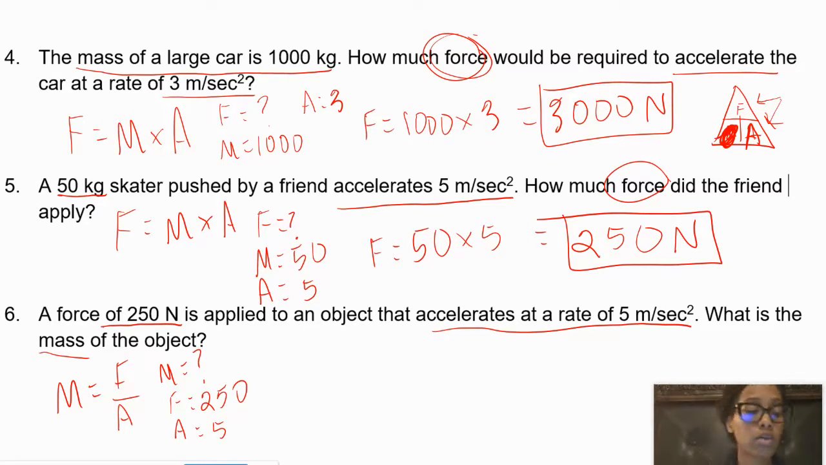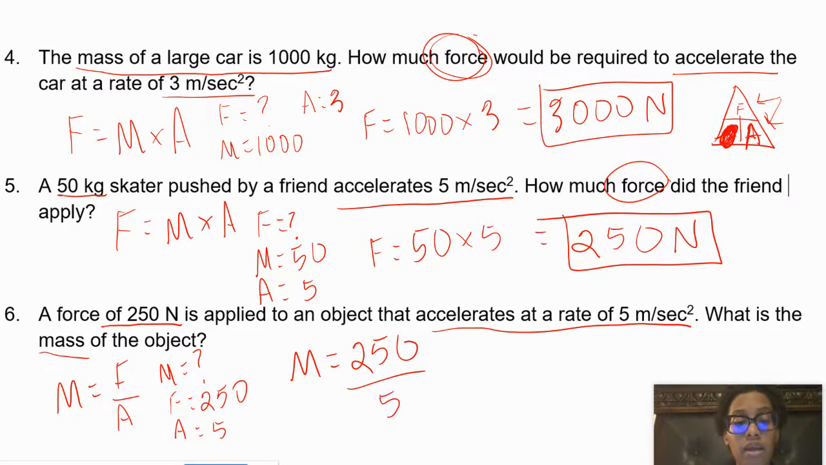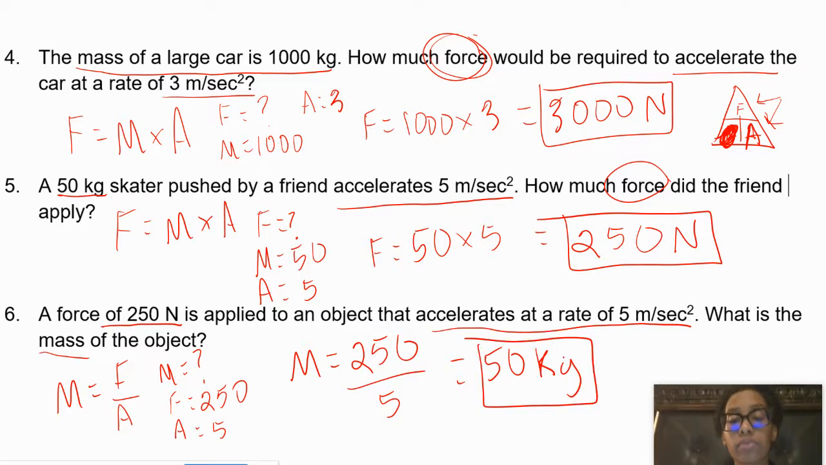Okay, so now all I need to do is set up my equation. All right, so M is equal to my force, which is going to be 250 divided by 5. And therefore, the mass of my object had to be 50 kilograms. Don't forget your units.